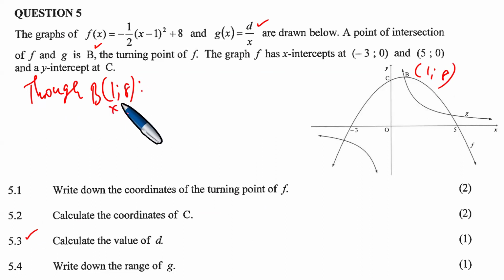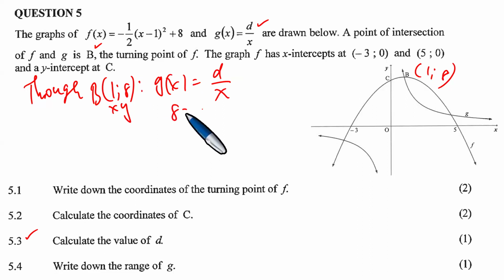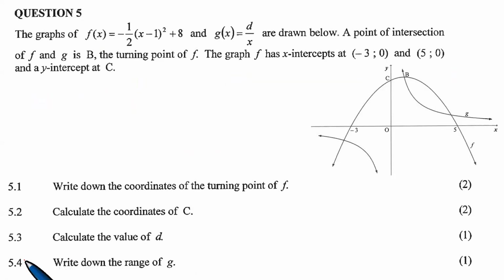And if this is x and that is y, g of x is d over x. Then y is 8 and x is 1, which means d is 8. So at this point, to calculate the value of d, we see that d equals 8. d is 8. Next question.